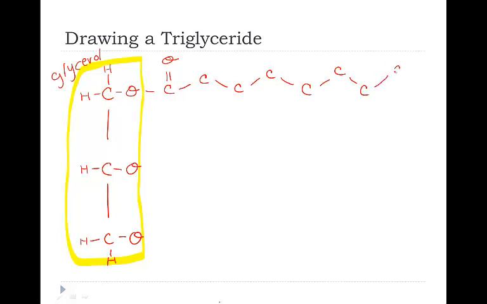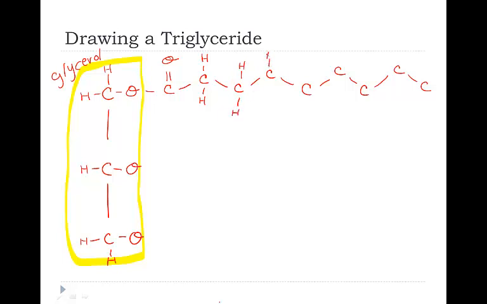Now, fatty acid tails can vary in length. So this one that I drew has 1, 2, 3, 4, 5, 6, 7, 8, 9 carbons, though that's really short for most fatty acid tails that you would find in nature. But screen length does dictate how many carbons I can realistically draw on there without it getting too messy.